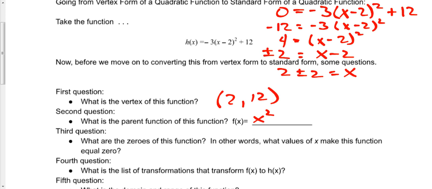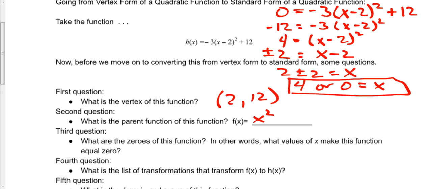And can I simplify that? What's 2 plus 2? 4. Or what's 2 minus 2? So those are my zeros. No, 2 didn't work. 0 minus 2 is? Squared is? Times negative 3 is? So the zeros are 4 or 0 equals x.